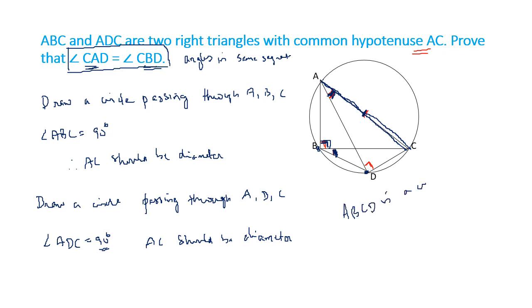Now because they lie on the same circle, what do you find out? Because they lie on the same circle, angles in the same segment are equal. Therefore angle CAD equal to angle CBD. Hence it is proved. So here we come to the end of the chapter.